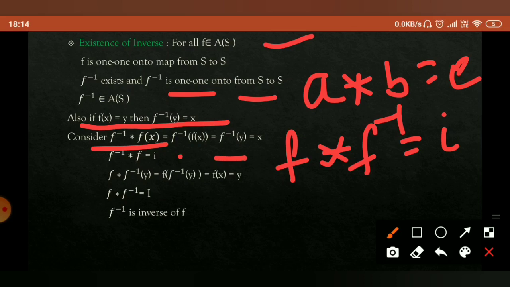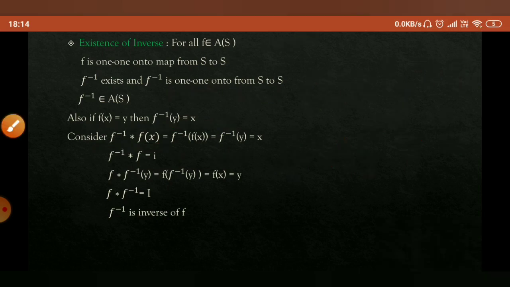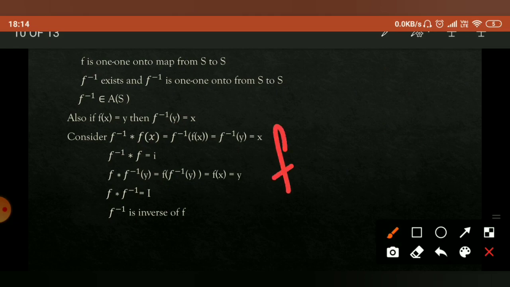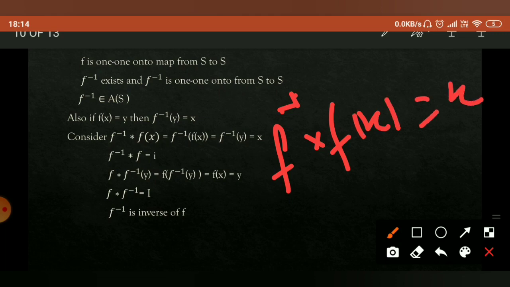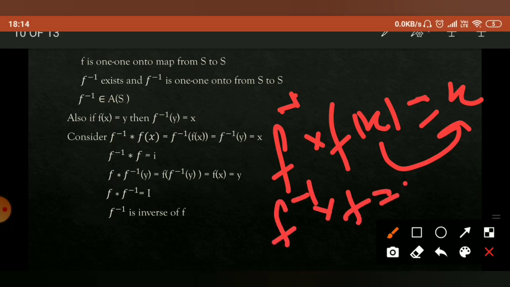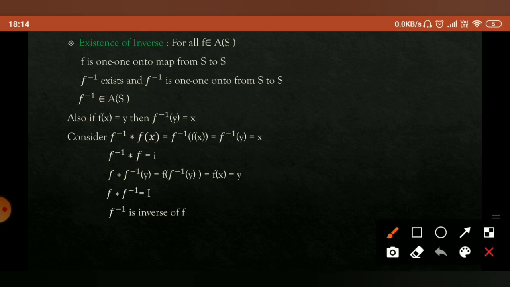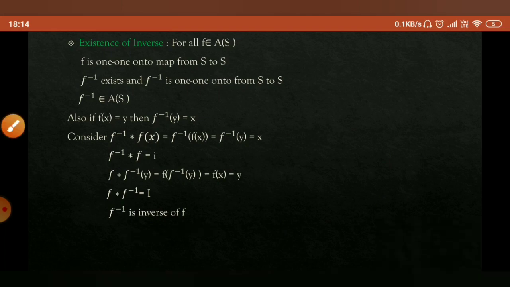The mapping which keeps the element as it is, is the identity mapping. Now we get f inverse star f of x as x. So the element has itself as its image. So this mapping f inverse star f is the identity mapping, right? Similarly, you can prove it the other way. That means f inverse is the inverse of f. So if the result holds for f, it holds for all the elements of AS. So this proves that the permutation set is a group.